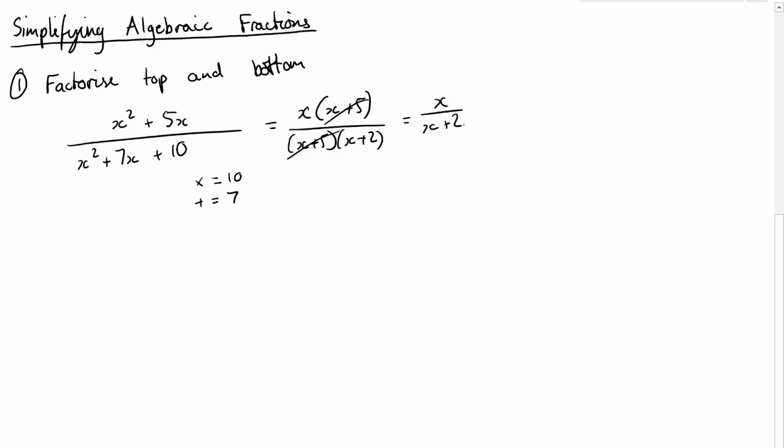Now, fair warning here, this is a very common mistake that people will make. People will see an x on the top and bottom here and think, okay, I can cancel this, and then that's equal to a half. That's not true, okay? We can only cancel things out when they're being multiplied. So this is x times this, and this is x plus 5 times this. So we can cancel these because they're being multiplied on the top and on the bottom. This x here is being added on the bottom, so we can't cancel it out, okay? So this is our final answer for this simplification.